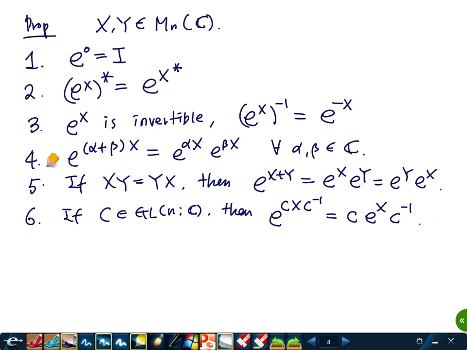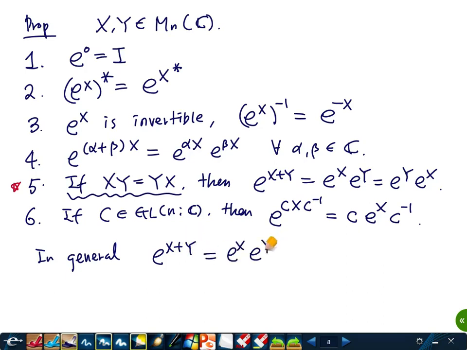Okay, so 1, 2, 3, 4, they are pretty simple. For 6, if you consider the definition of the exponential, this follows very easily. Number 5 is something a little different from the usual exponential, because this condition is important. If we don't have this condition, this may not be true. So in general, you cannot just separate the exponential like this. This is not true in general, unless X times Y equals Y times X. For matrices, this is not true in general, right? So without this, you cannot say that.